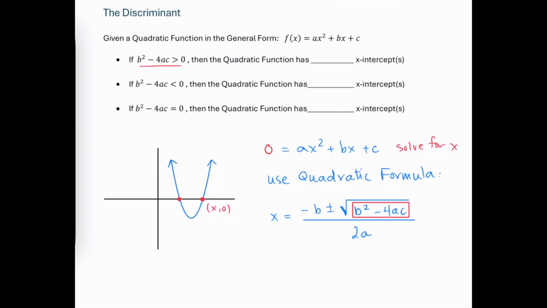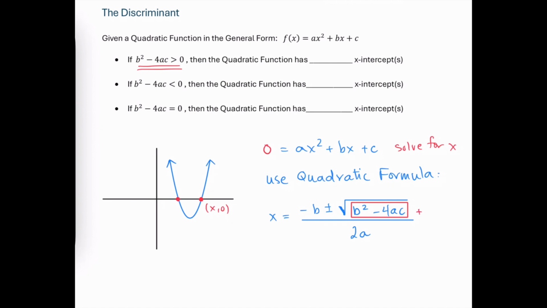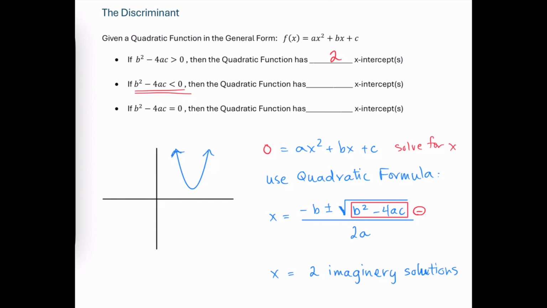If that quantity is greater than 0, then we're going to have a positive number under the radical, and we'll have two real solutions to this quadratic equation, which means that we'll have two x-intercepts. But if the quantity under the radical is negative, we'll be taking the square root of a negative number, and the solutions to this equation are going to be complex. If we have two imaginary solutions here, that would mean that our quadratic equation does not intersect the x-axis, and we would have no x-intercepts.